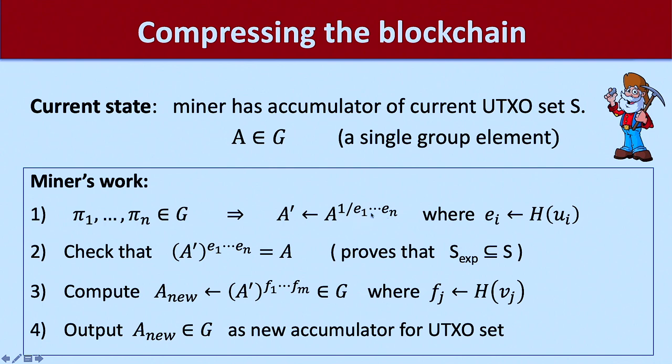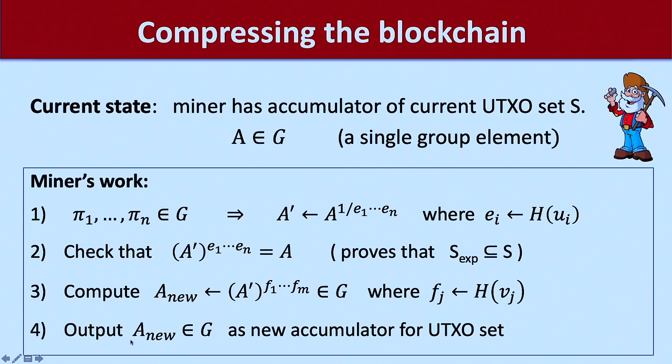So you have to compute the appropriate roots. He has to check that they really are in the accumulator. The way you check that is you make sure all these proofs are actually correct: if I raise to the appropriate powers, I actually get the value of the accumulator. Is this clear? This means that all the UTXOs that claim to be unspent are in the current accumulator. The next thing you have to do is add the new UTXOs to the accumulator and finally output this A new. That's all the miner has to do.